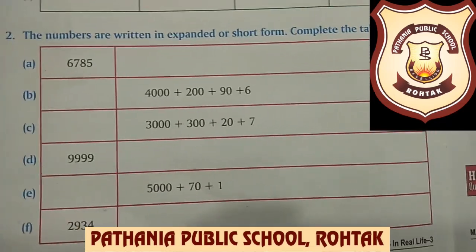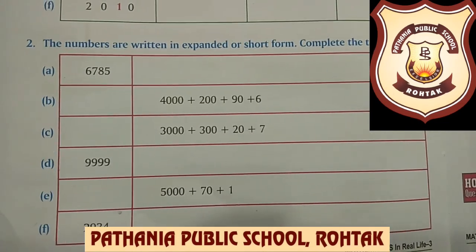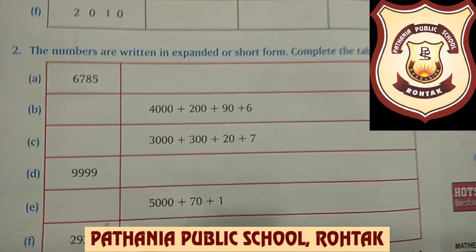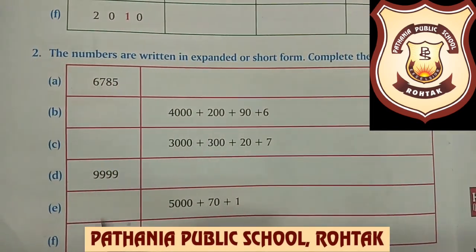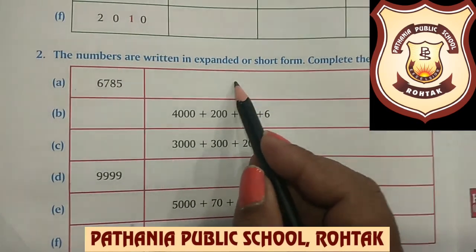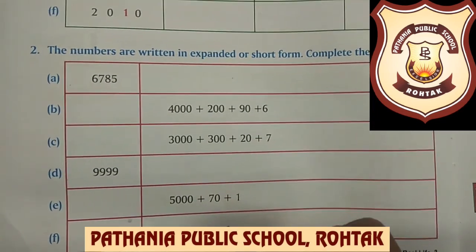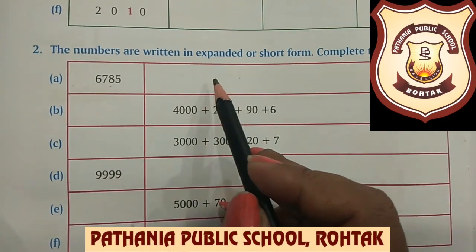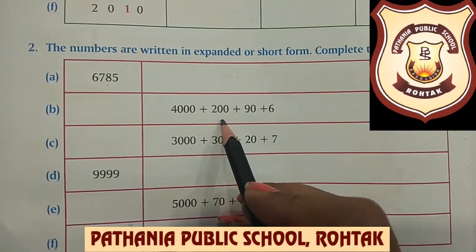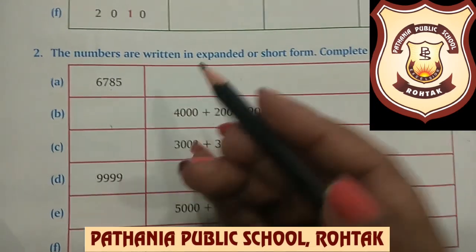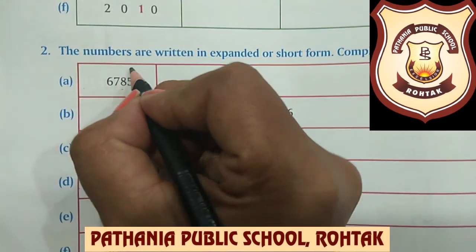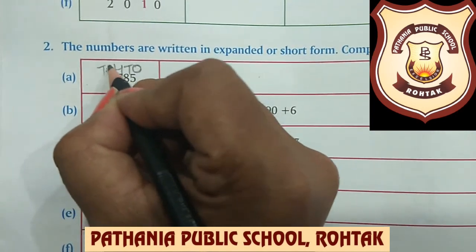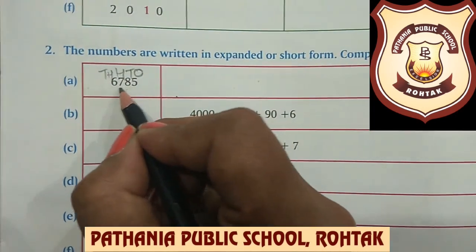Now coming to the second question. The second question is asking, the numbers are written in expanded or short form. Complete the table. See beta, here numbers are written in the short form and here numbers need to be written in the expanded form. So if the number is written in the short form, we need to write it in expanded form, and if the number is written in the expanded form, we need to write it in short form. For this also beta, first of all we will write places over the digits. Now see, ones, tens, 100, 1000.